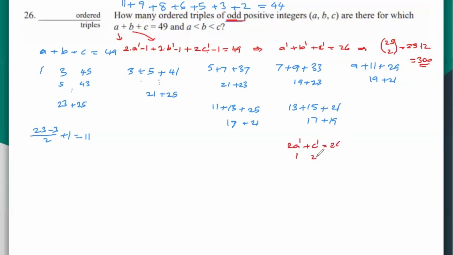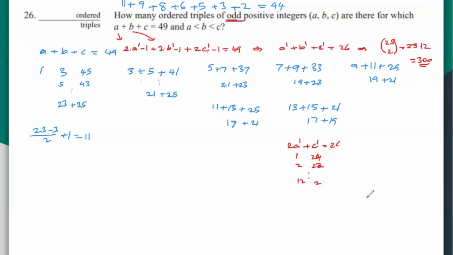So if this is 1, that's going to be 24. If this is 2, that's 4, that will be like 22. And then if you keep doing this, the last one for c' has to be an even number. If this is 12, that's 24, so that should be 12, which means there are 12 numbers that actually work.